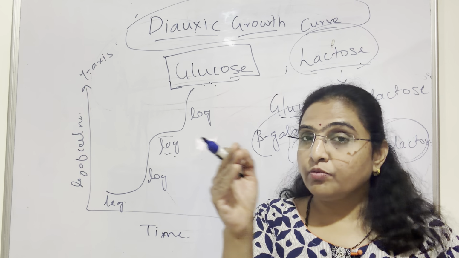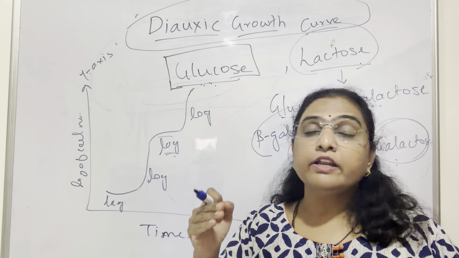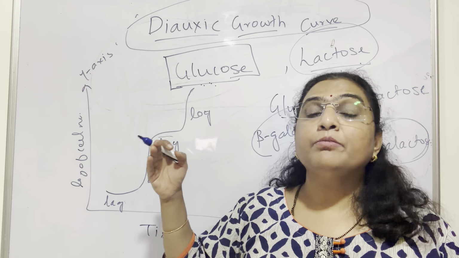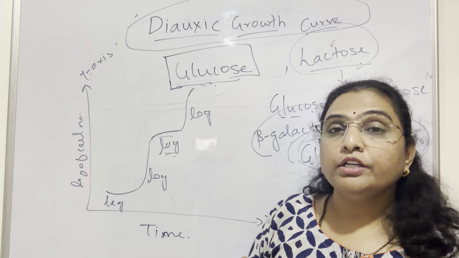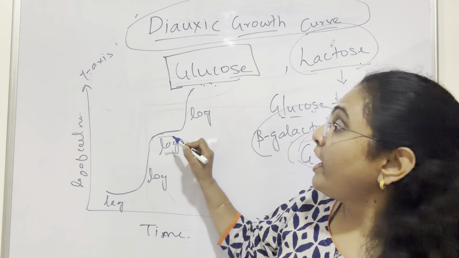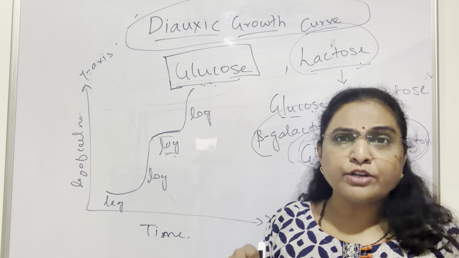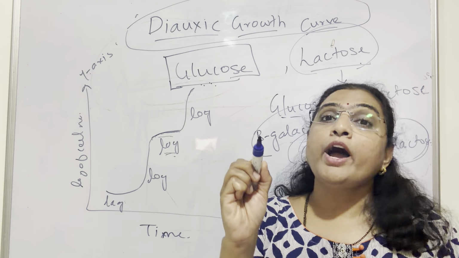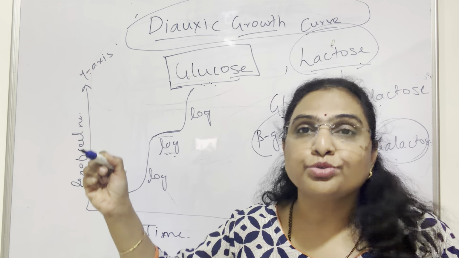So for this there is a requirement of some time during which no countable growth is going to be observed, no detectable growth. That's why you observe that there is no growth, that is, there is a lag in the growth, and that's why you are going to observe this second lag. And in this second lag, what is happening? There is a synthesis of the enzymes which are required for the utilization of the second carbon source.